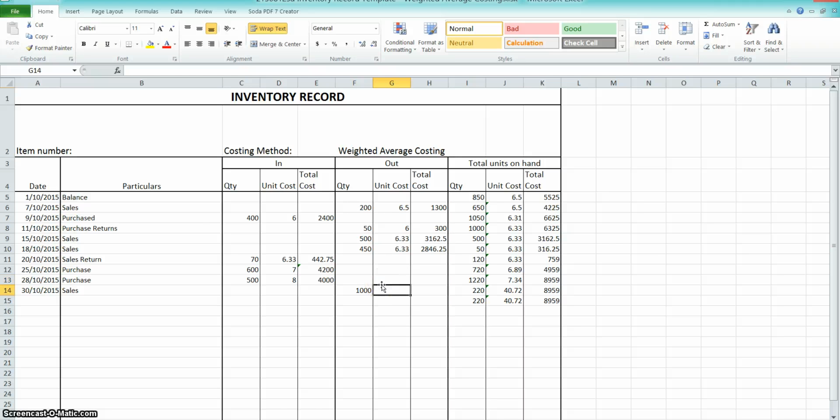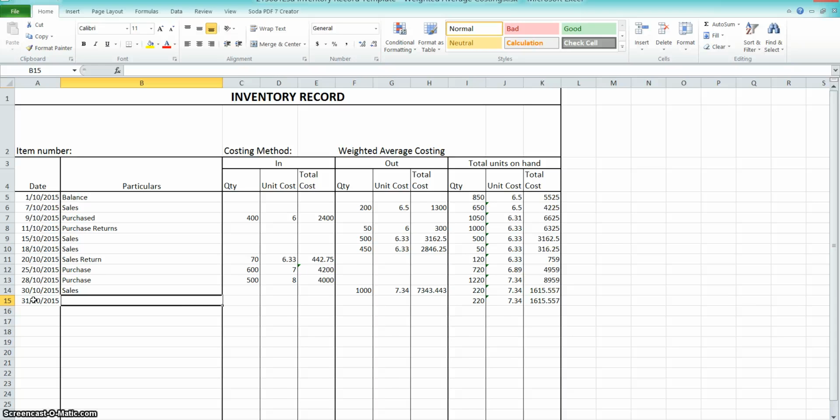Now, when we sell something, we record the weighted average cost. So we'll go to the one above. That's the J13. Then we're going to multiply those together, and that should update for us. So now our weighted average cost is $7.34. So it's changed from the beginning. So we've been buying goods at a higher rate.